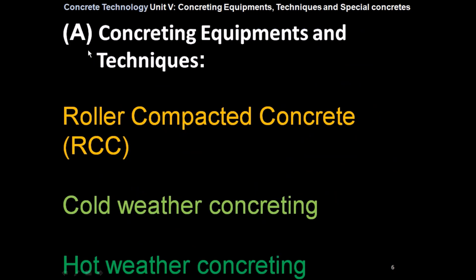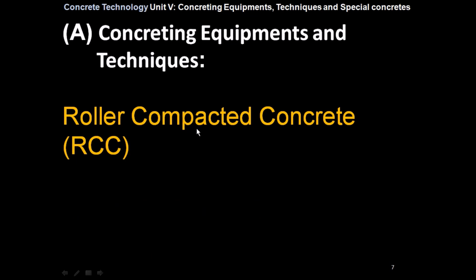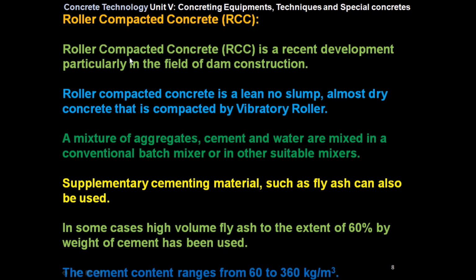Now we will see part A, concreting equipments and techniques: roller compacted concrete, also called RCC, cold weather concreting and hot weather concreting. First we will see the roller compacted concrete, that is RCC. Roller compacted concrete is a recent development particularly in the field of dam construction. Roller compacted concrete is a lean, no slump, almost dry concrete that is compacted by vibratory roller.